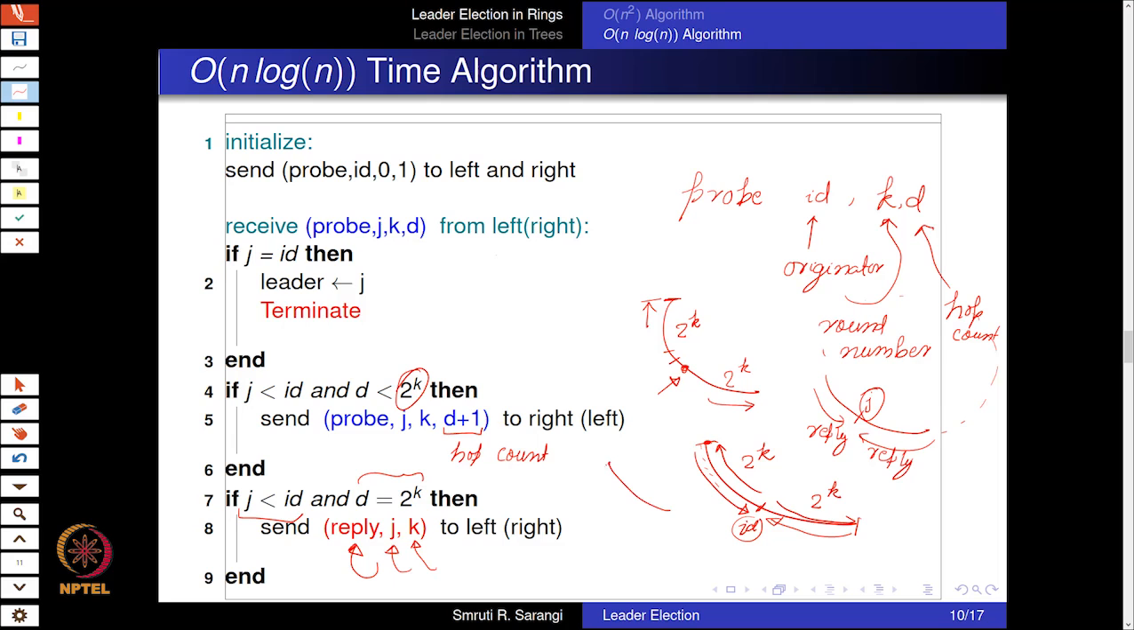So you send a probe message and what comes back is a reply. And let's say if you receive replies from both sides, this means that if the ID is j over here, it's the minimum in this window.